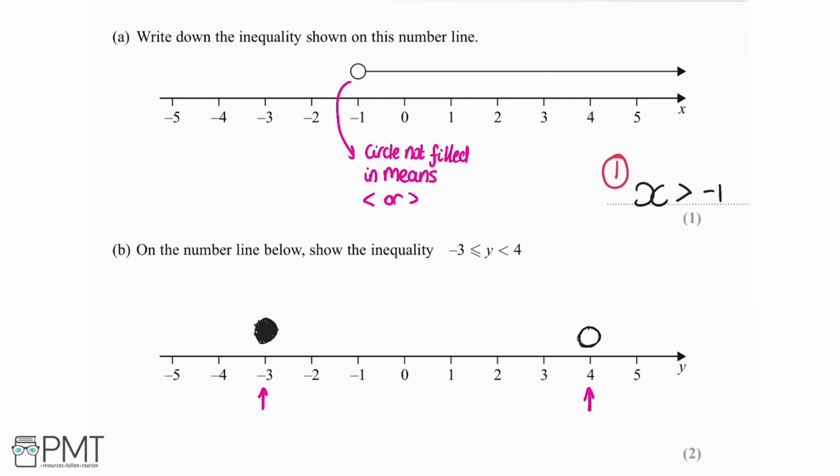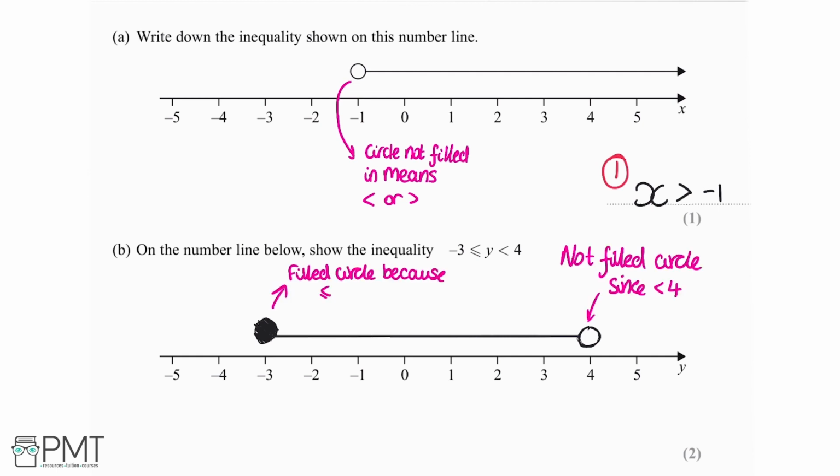And then our last step is to join it all up. So from less than 4 to greater than or equal to -3. And if we do that, we get 2 marks.